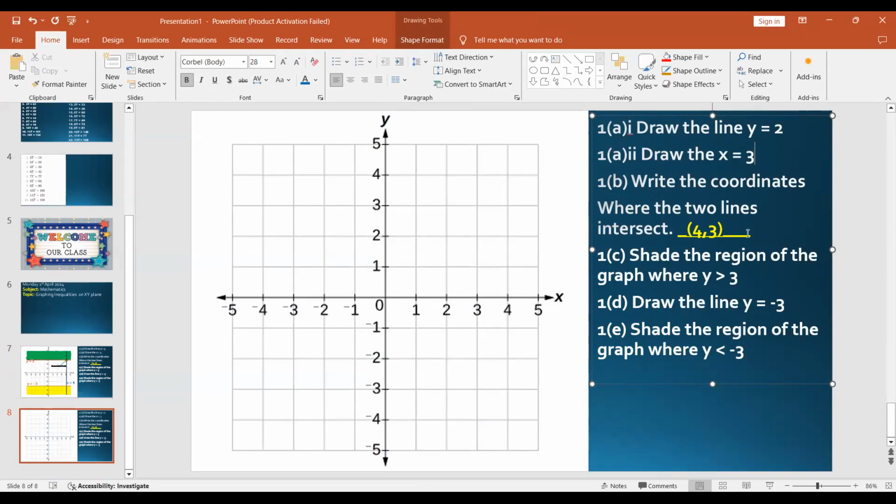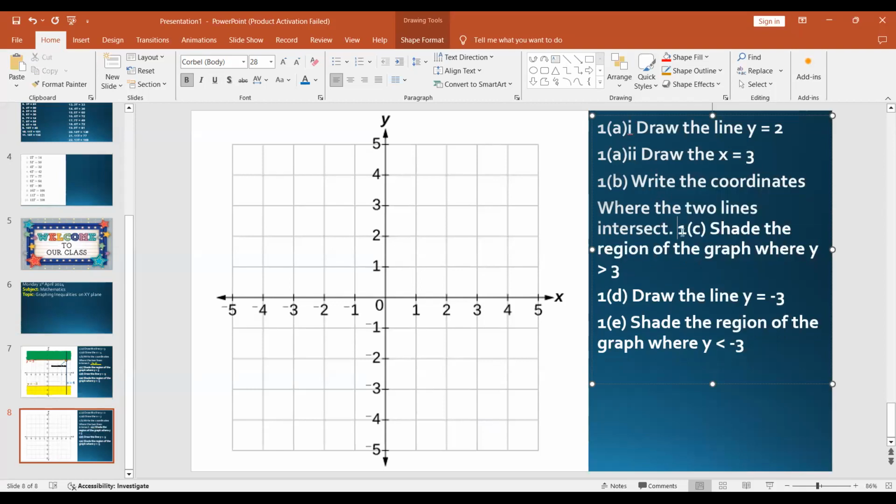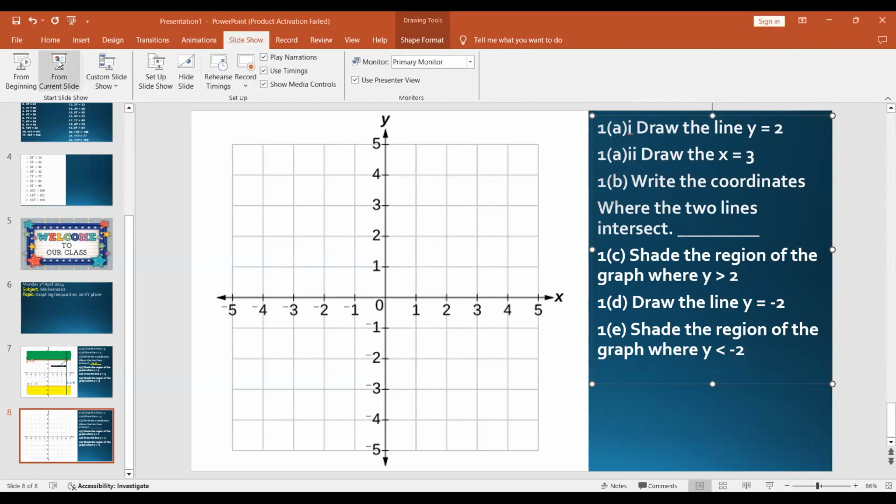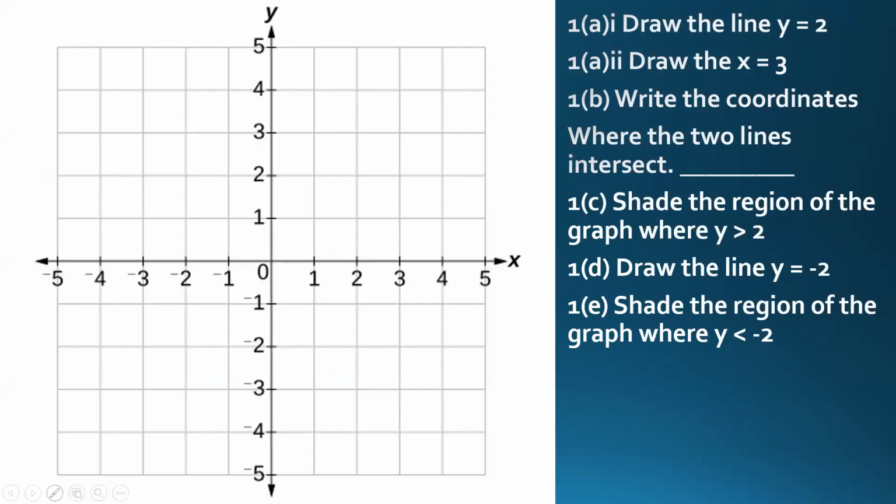We want to figure out where they intersect, so we want to keep that there. I want to know where they intersect. And then we want to draw the line y is equal to negative 2 and shade in the region y is less than negative 2. So this should be a straightforward application of what we just did. Hopefully you understand what to do. Again, you need to draw in your graph. Make sure to draw your graph.